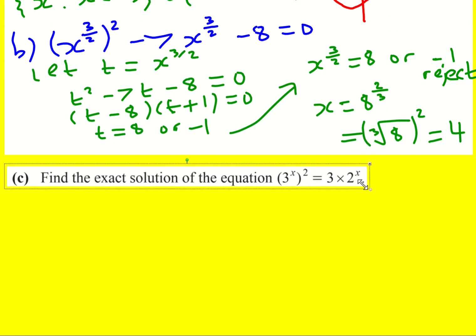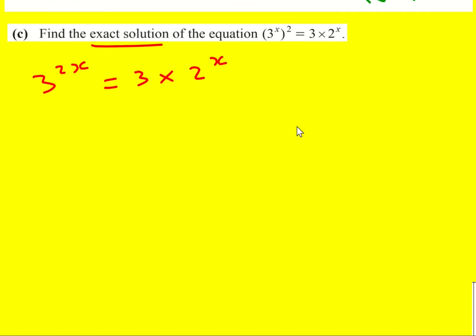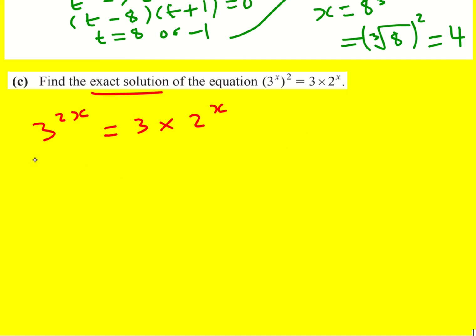Okay. First things first. I mean, actually, there's lots of ways you can answer this question. But it's asked for the exact solution. First thing I'm going to do is write it as 3 to the 2x. They're the same thing. Because it will now be easier to take logs. I'm going to take the natural log.